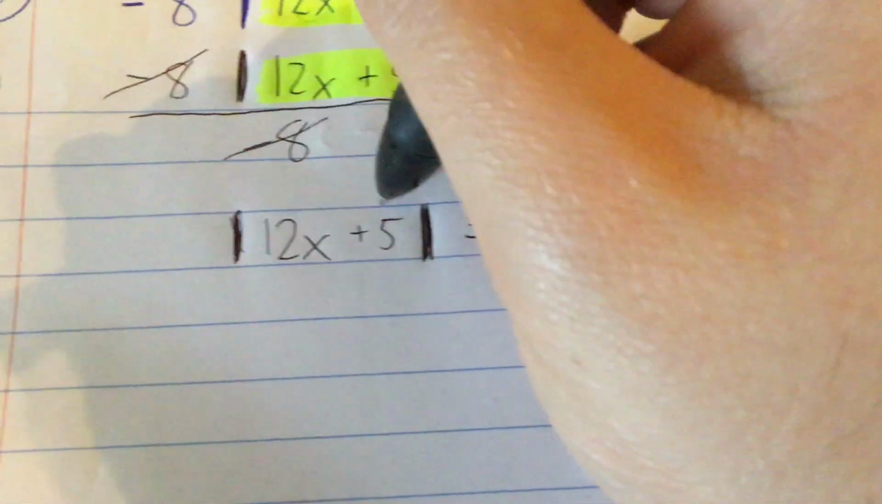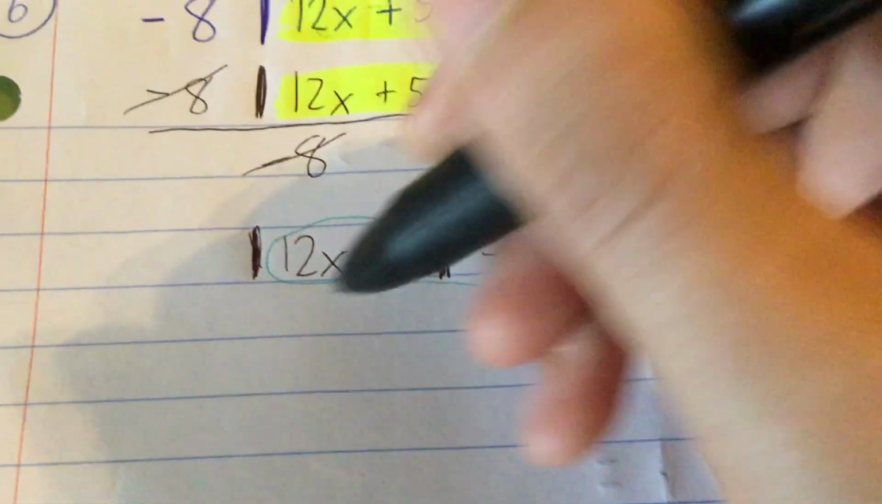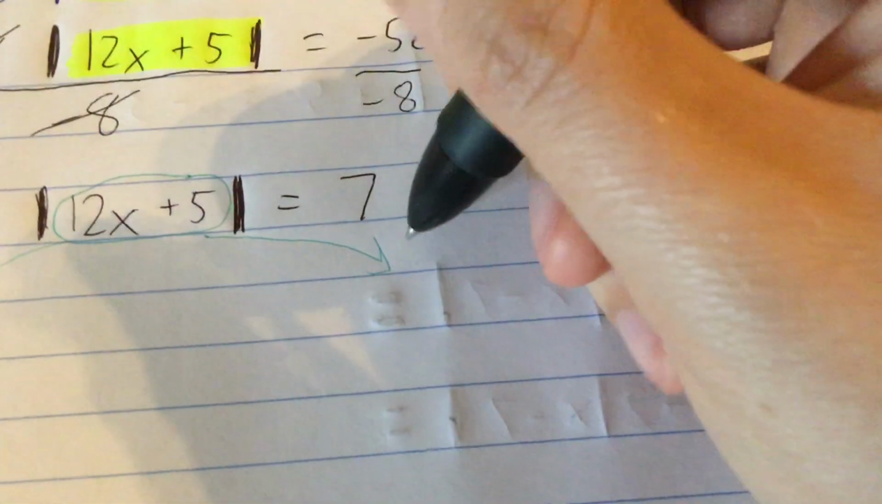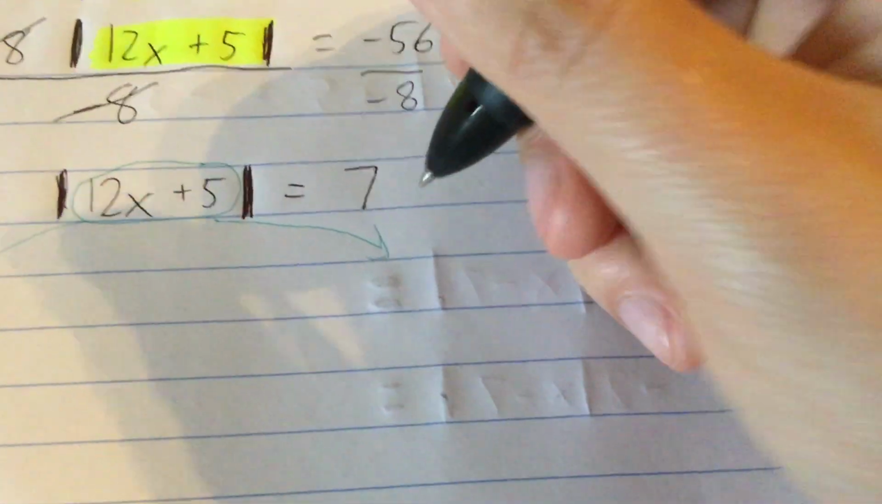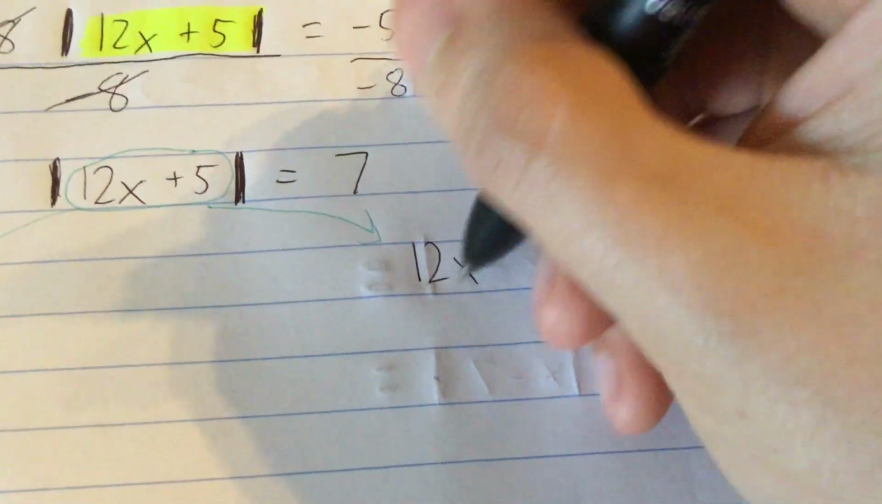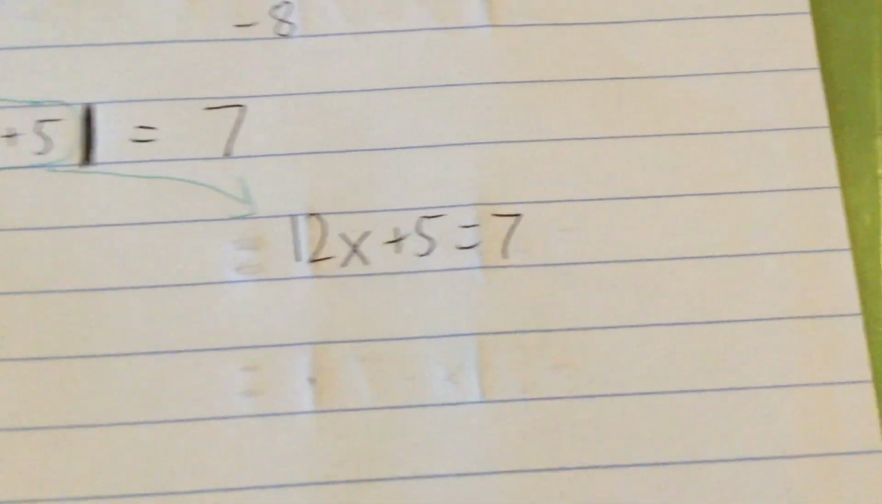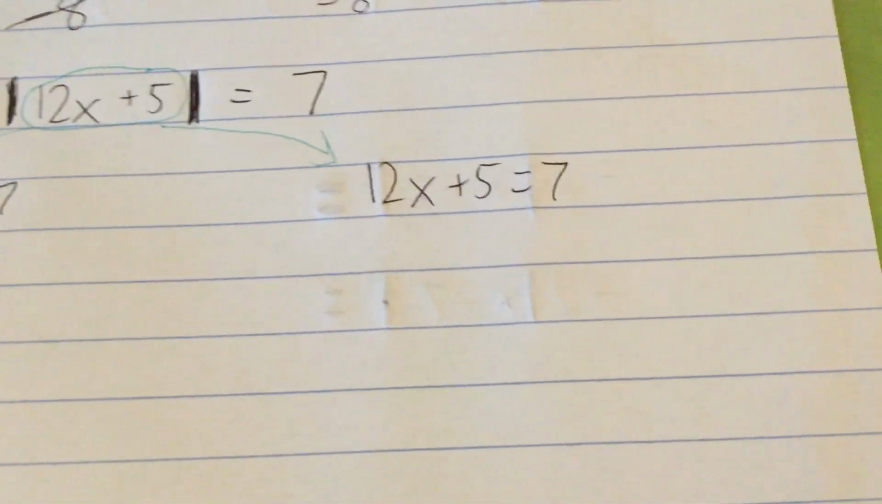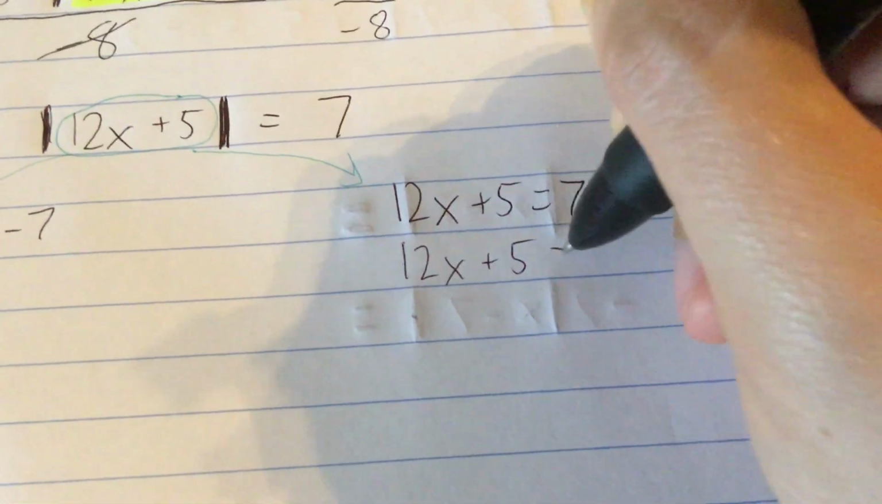But now, let's take the inside. Since we know that the bars have to generate positive 7, that means that the distance has to be positive 7. Sorry, the distance has to be forward 7 and backward 7. So 12x plus 5 is equal to 7, or 12x plus 5 is equal to negative 7. So now let's solve for x. I'm going to subtract 5 from both sides.